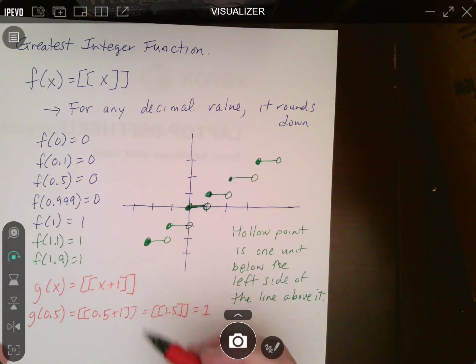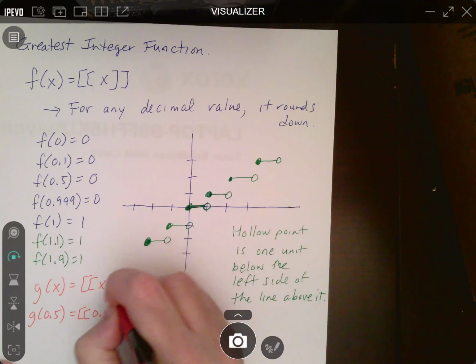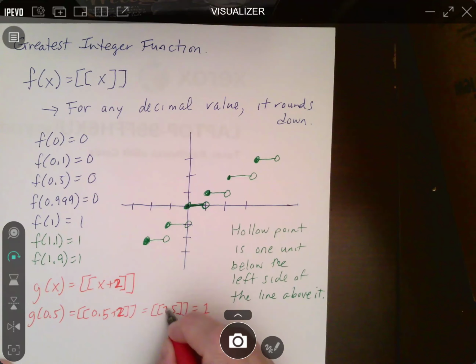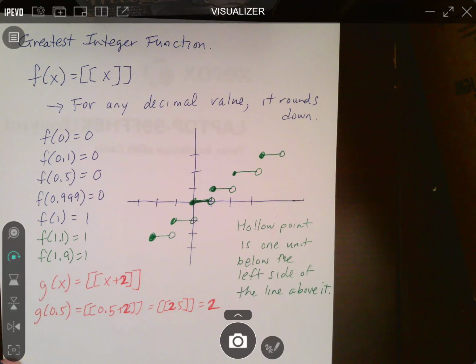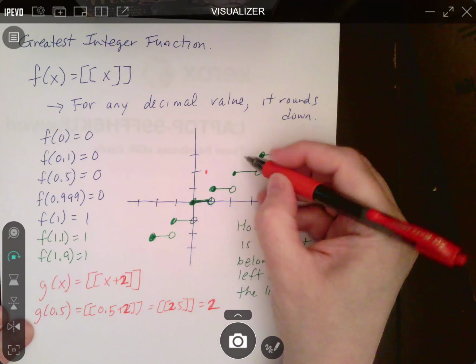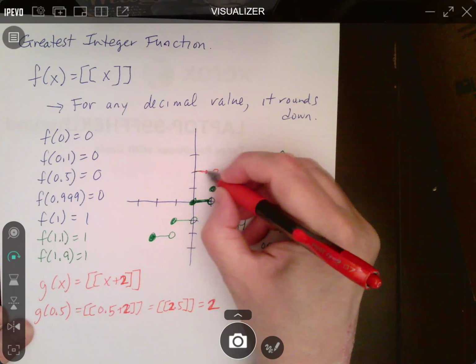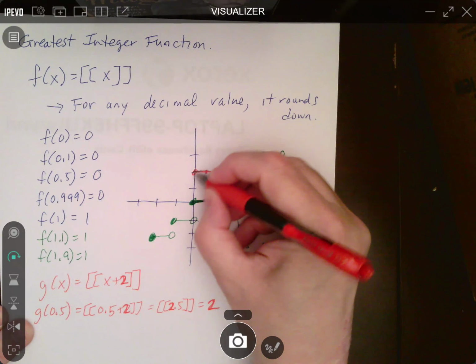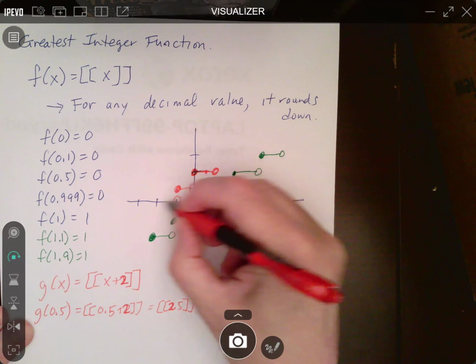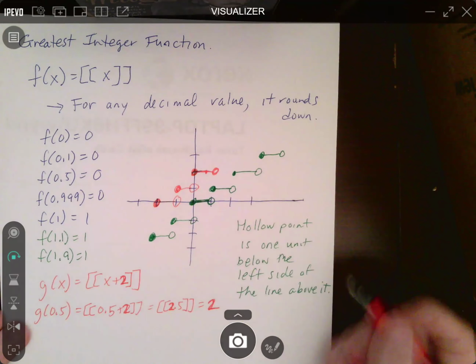And we actually talked a little bit about how we move functions. This is inside it. You know what? Let's not do 1. Let's do 2. I think 2 is going to show better what's going on. If I put 2, this is 2.5, and that would make this go to 2. So g of 0.5 would be 2. We're actually going to have this, and it's going to keep following that pattern.